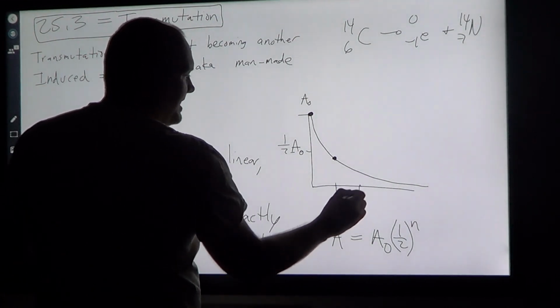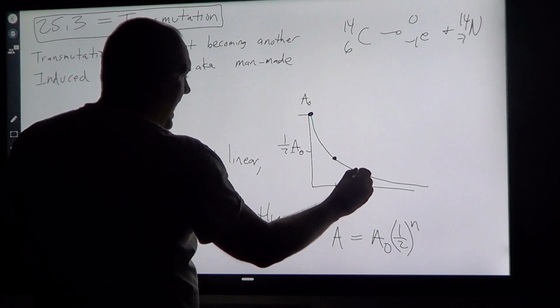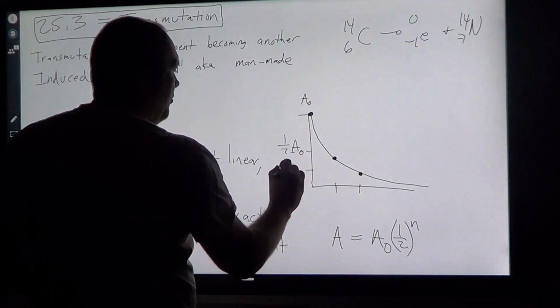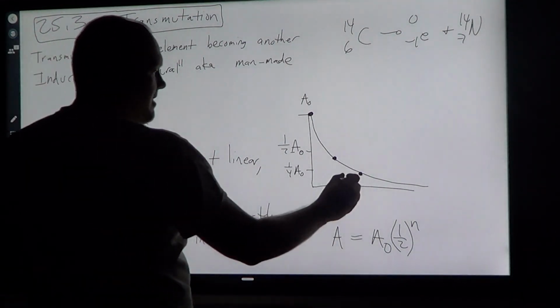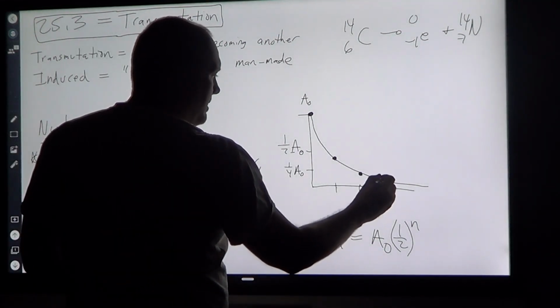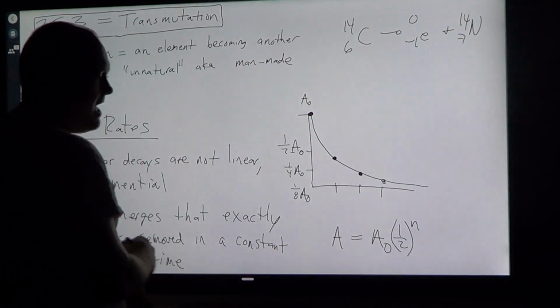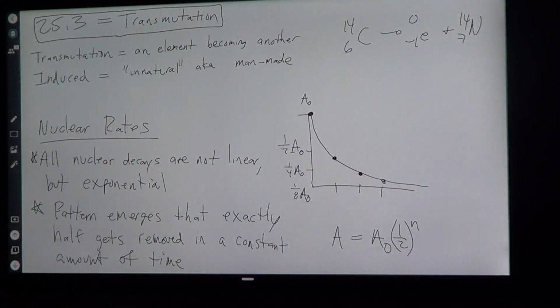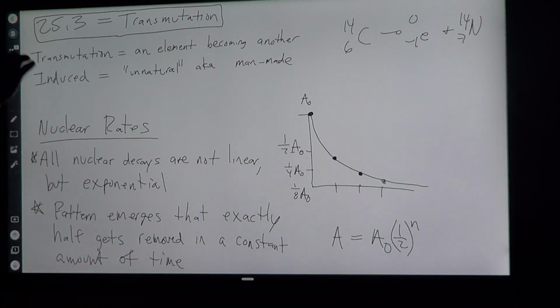And then in that exact same amount of time, it will be exactly 1/4 of the amount it started with. And then in that exact same amount of time, it'll be 1/8 the amount it started at. And so we noticed that for all of these substances, it always requires a constant amount of time to cut it in half again.